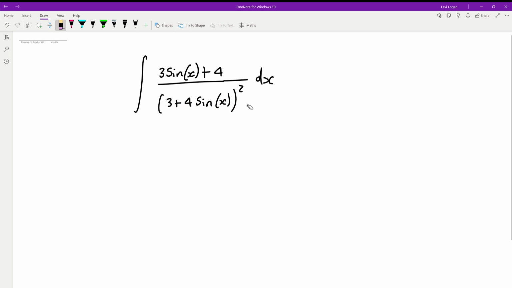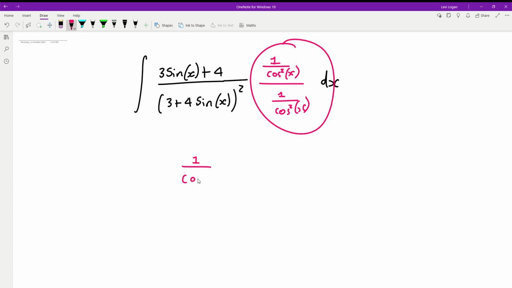So what we're going to do with this integral is actually something a bit weird. What we're going to do is divide top and bottom by cos squared. Now you can do that because technically I can times it by 1. So I can times it by 1 on cos squared over 1 on cos squared, because I can rewrite this whole thing as 1 on cos squared divided by 1 on cos squared, times by cos squared x, which cancels out to 1. So this is a valid substitution you can make.